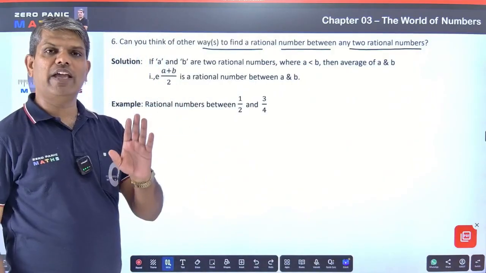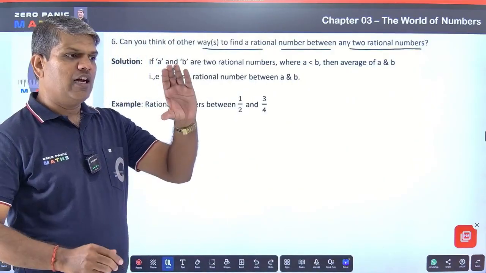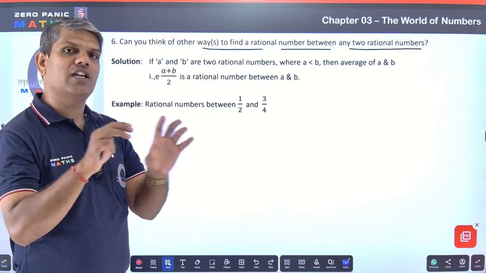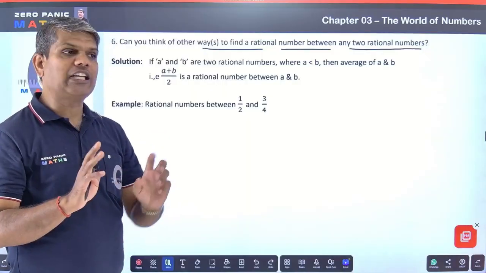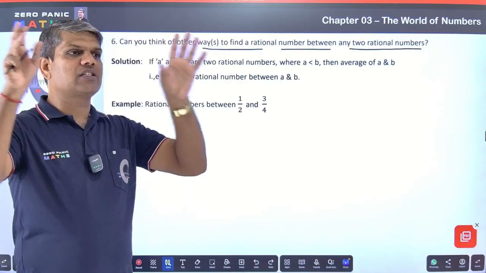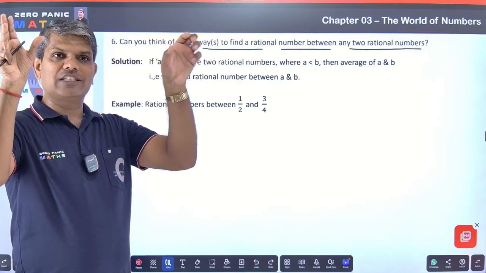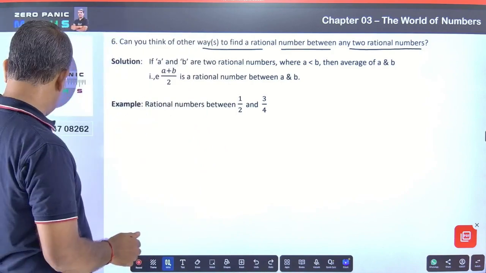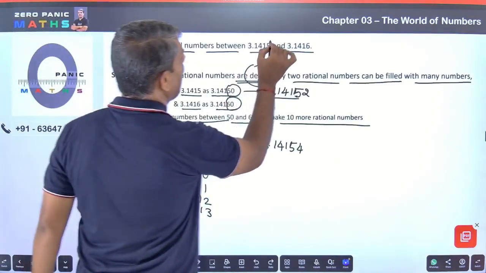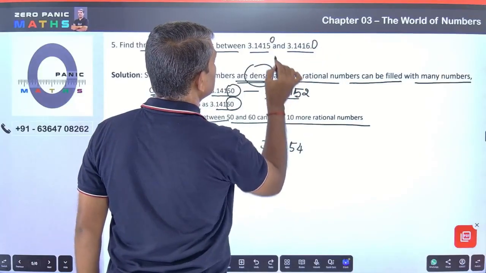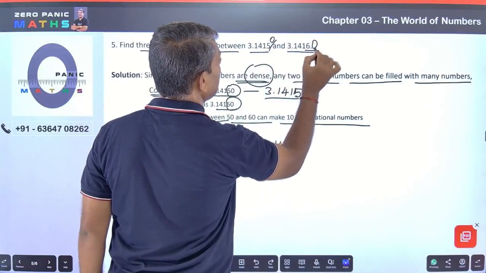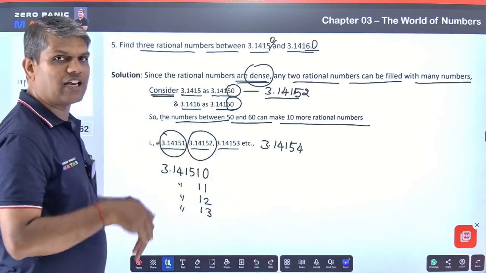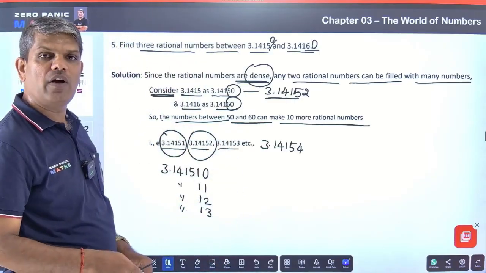So two of the ways that we have studied are making the denominators of the fractions equal, so that I can have a range of numbers between the two numbers that appear in the numerators. That is one way. The other way is this: I just added 0 here and 0 here, so that I made them 50 and 60, and added 51, 52, 53. This is another way when they are given in the form of decimals.